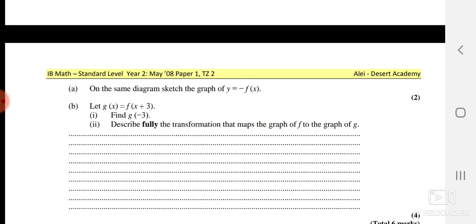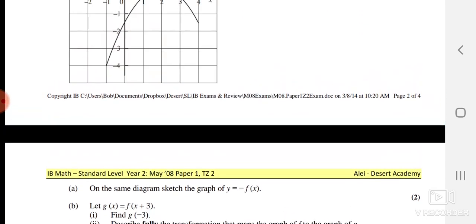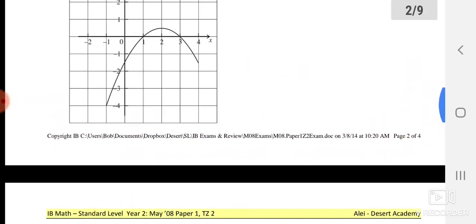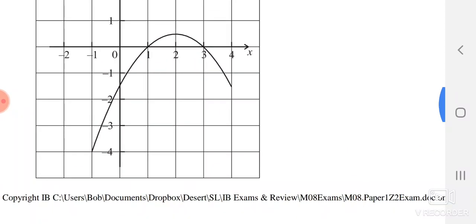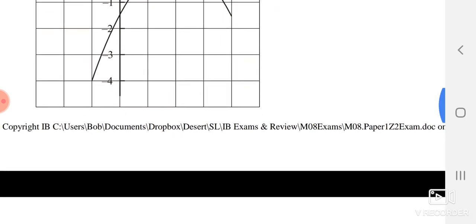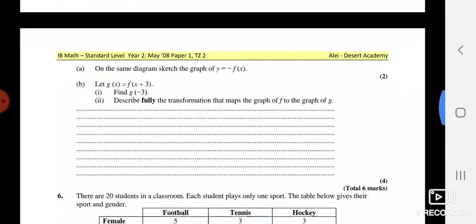And in the b part, he said let g(x) equal f(x) plus 3. This is just a horizontal shift. The y values will not change, but every value of x will move toward the left side. This is called a horizontal shift. So your x-intercepts will move toward your left side. 3 will move to 0 and 1 will move to -2, and in the same way the vertex which is at 2 will move to -1, and so nothing else is needed. This is called a horizontal shift or translation.